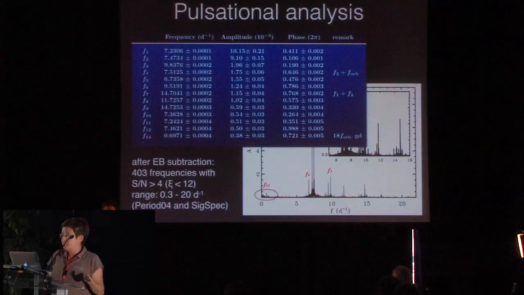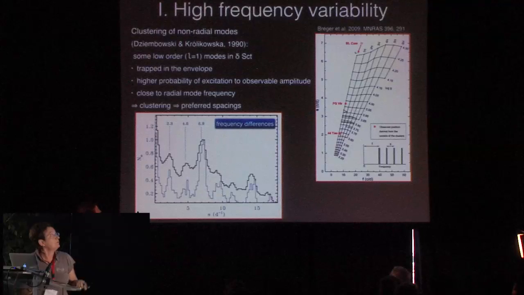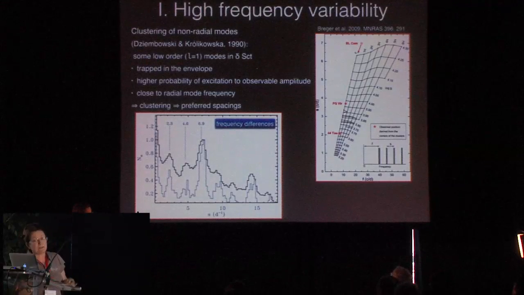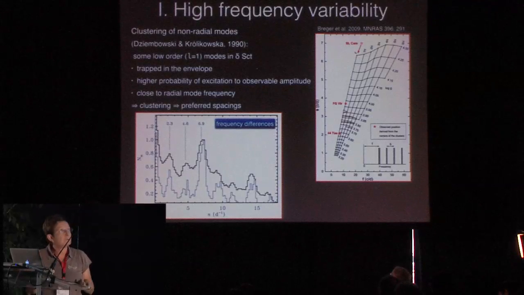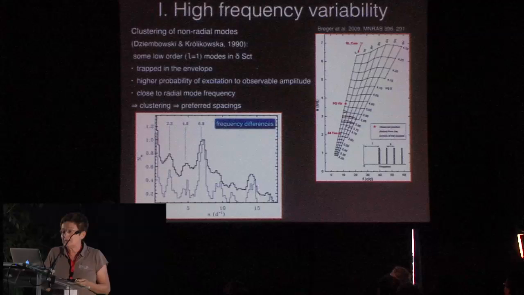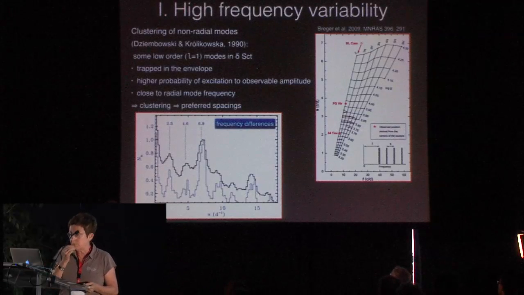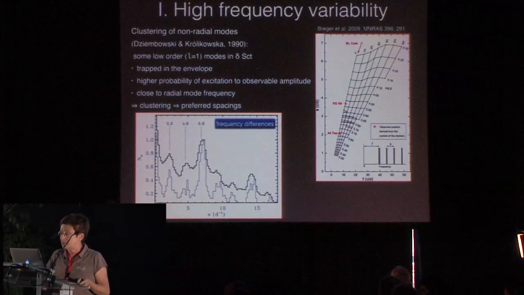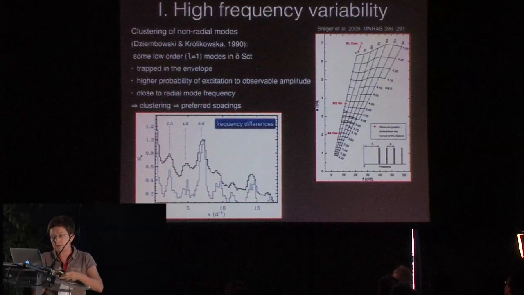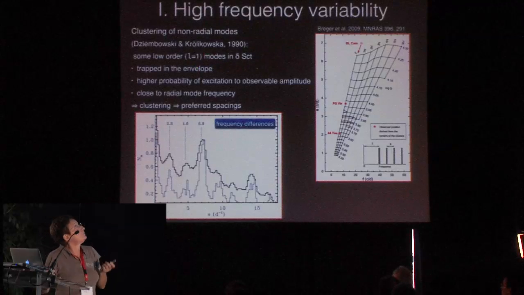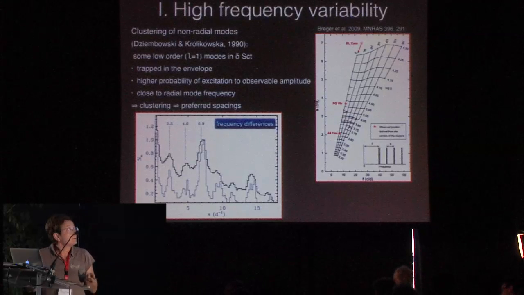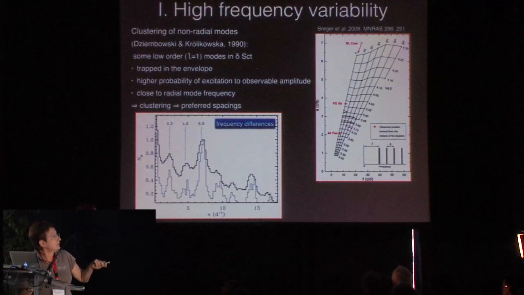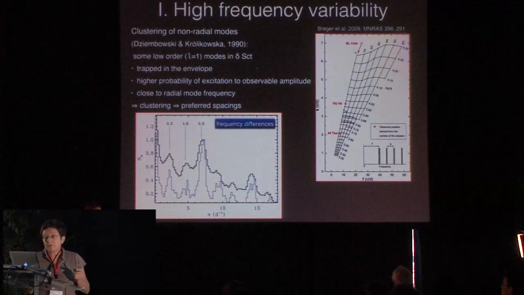And for the detailed analysis, this is in the high frequency variability, and there you see that for some modes, that was a work of Jembowska and Krolikowska. Actually, these modes of l equal 1 are trapped in the envelope, and so they are less coupled to g modes that are in the interior, and have a higher probability to be excited, and so to be at observable frequencies. And as these non-radial modes are closer for a low l to the radial modes, you get some preferred spacing.